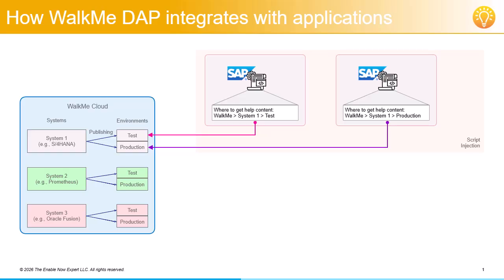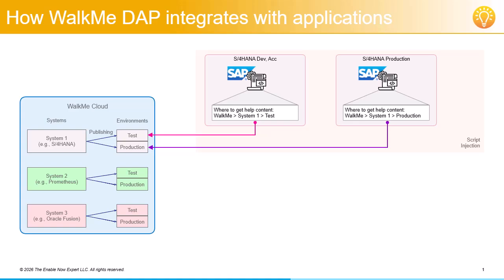Where this option is available, each instance or environment of a system is customized individually. So the script code in development or acceptance instances of the application will point to the WalkMe system test environment, and the script code in the production instance will point to the WalkMe system production environment. Again, this allows help content to be tested in a non-production environment before it's made available in production. But again, this is only possible for some applications where that integration has been built into the application.